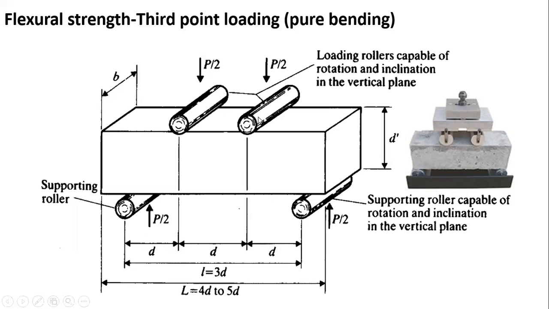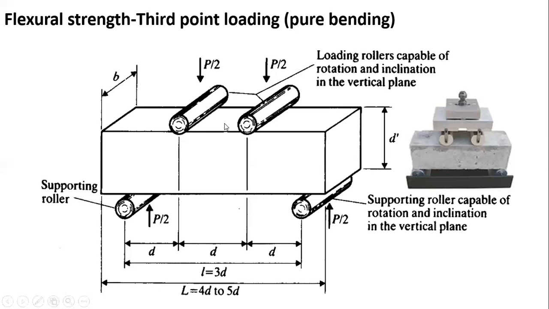These point loads are placed at equidistance from the supports. So this is D, D, D. You have to divide the specimen into three parts, that is, the specimen from the center of one support to the center of the other support. So this is called your third point load.